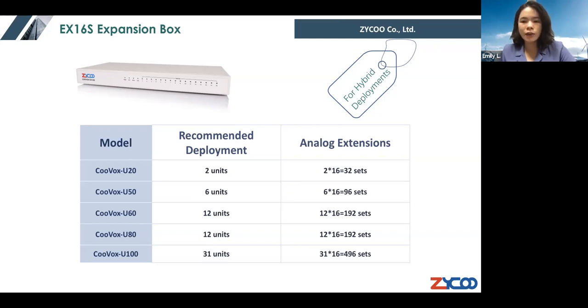Let's say if your number of analog devices is under 32, you can use two expansion boxes plus a U20. Or if you have a whole bunch of analog devices, somewhere under 200, you can use 12 expansion boxes, together with either our U60 or the U80. We also have the auto configuration setting in our IPPBX for the EX16.